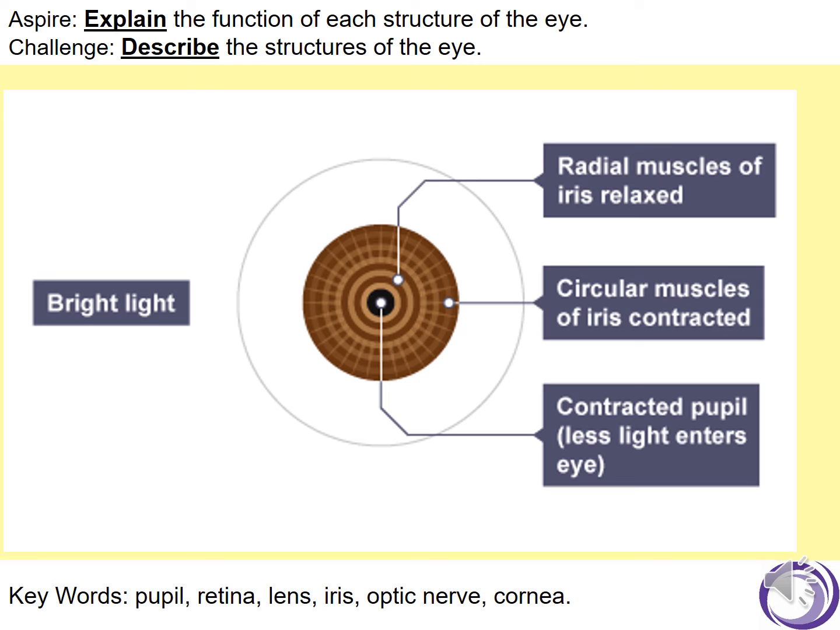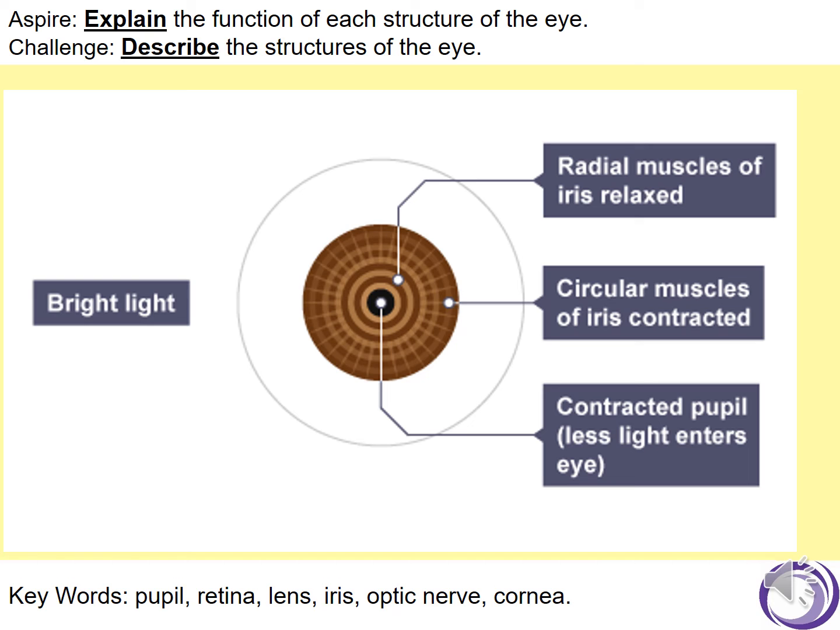So the radial muscles of the iris, in this case, are relaxed, and the circular muscles of the iris are contracted, and that then makes the pupil very small, reducing the light, so less light enters the eye.